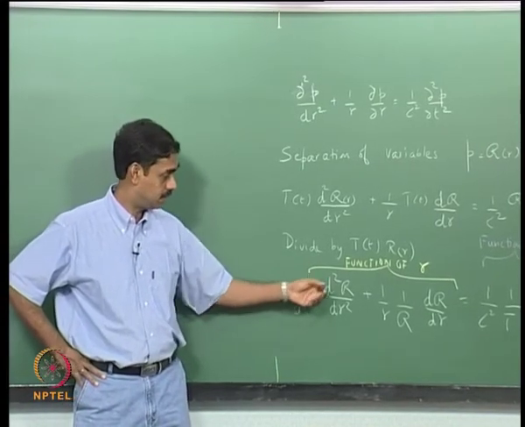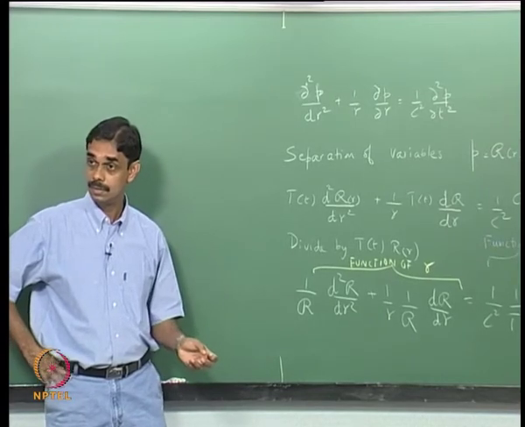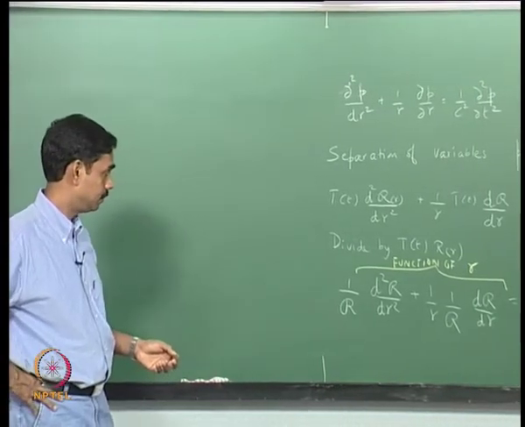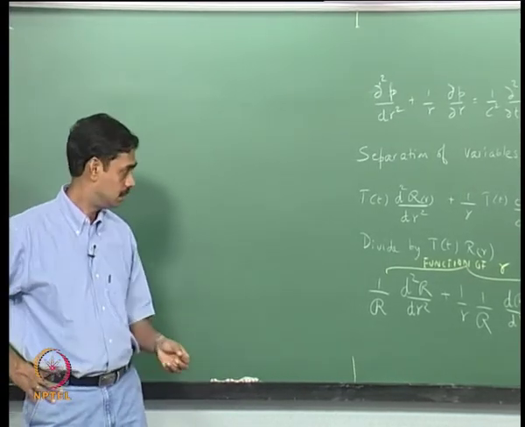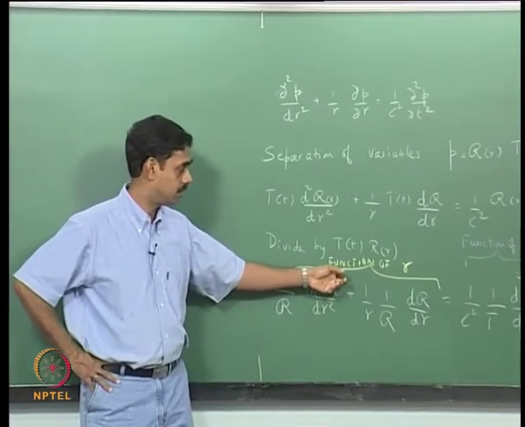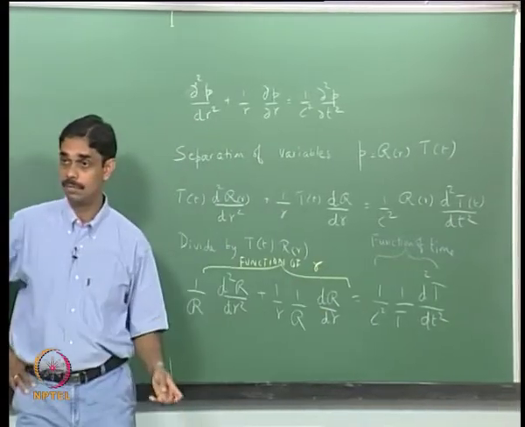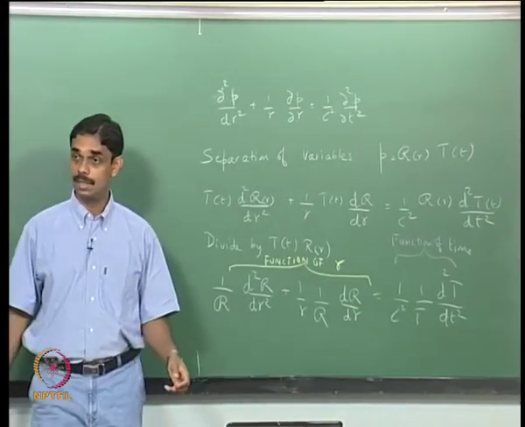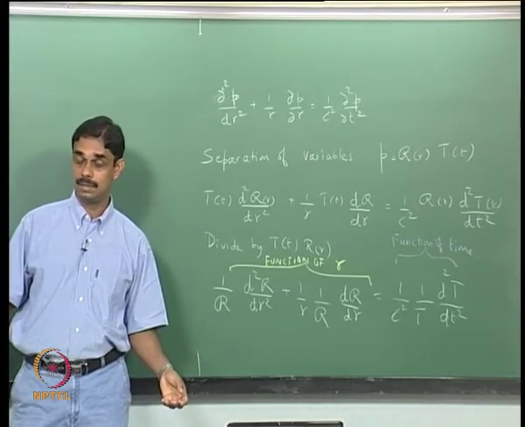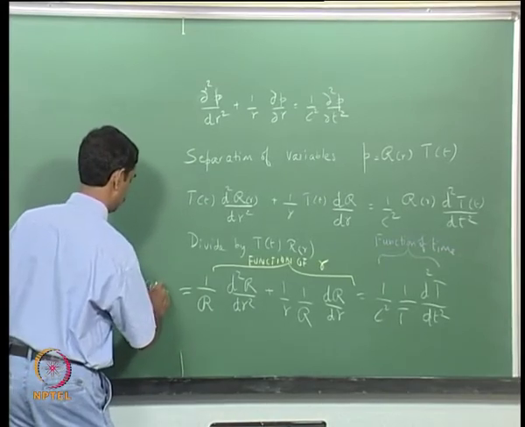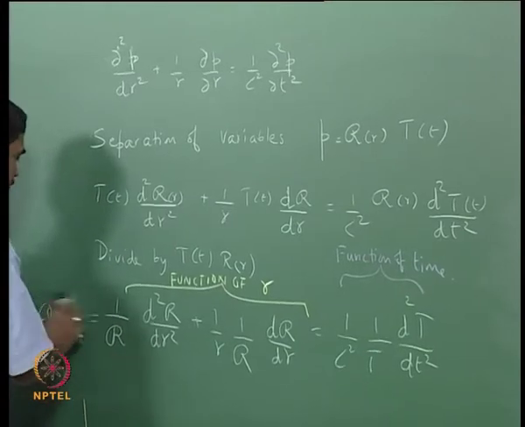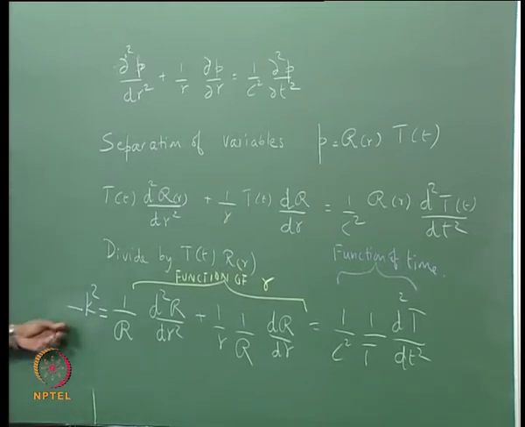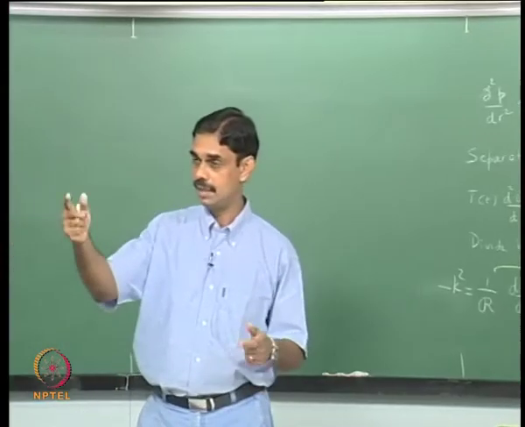Why? I mean, if r is 0, this can also go to 0 and their limit can exist. So we can tell only at limiting points. Okay. So you have a function of r which is equal to a function of time. So if a function of one variable is equal to a function of another variable, left hand side is purely a function of r, right hand side is purely a function of time, then what should they be? They should both be a constant. So this should be equal to a constant. So we will call this minus k square. There is no sanctity about the minus sign, it's just to make things look pretty. Okay, we can relook at this issue later.